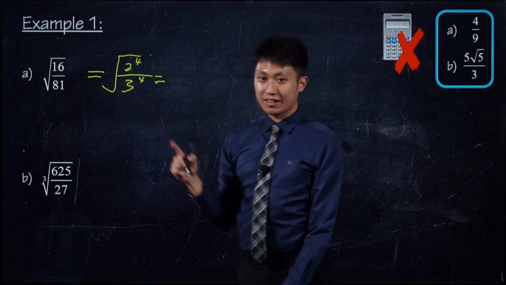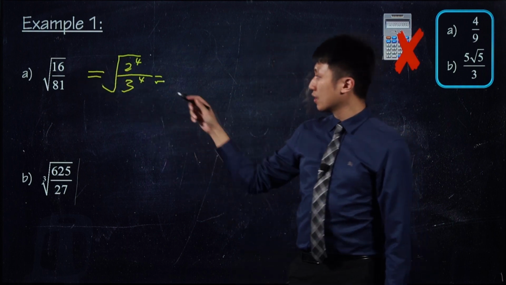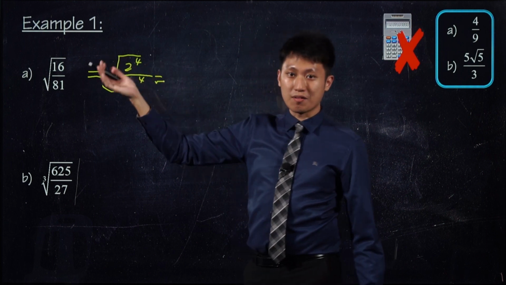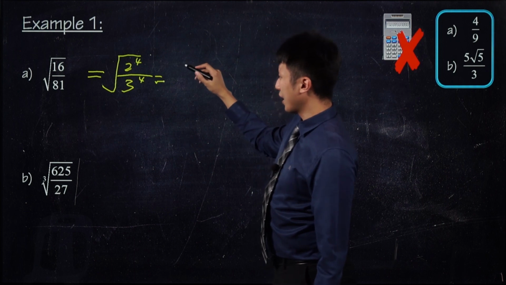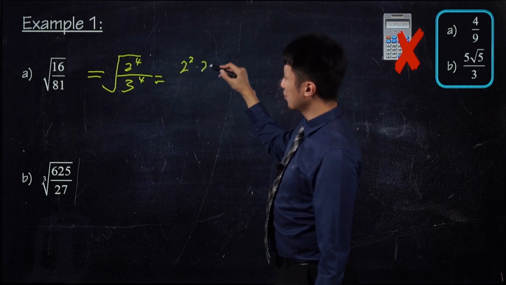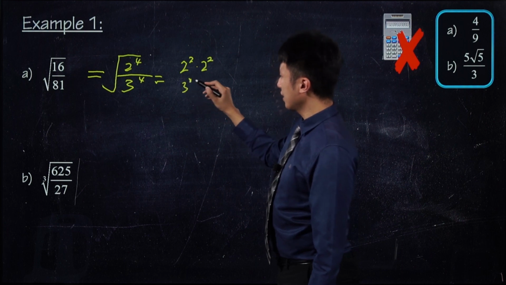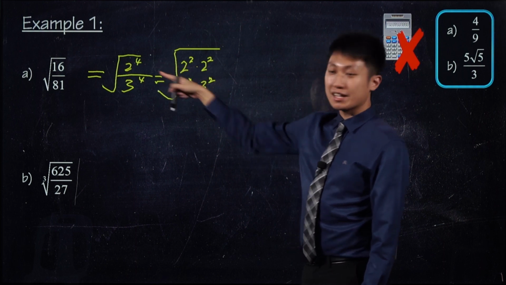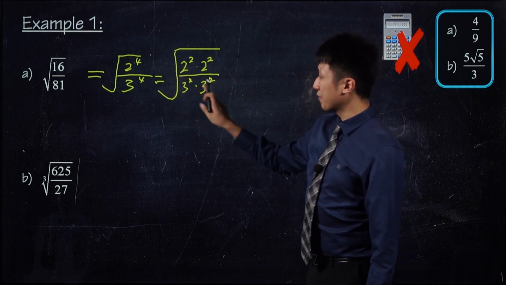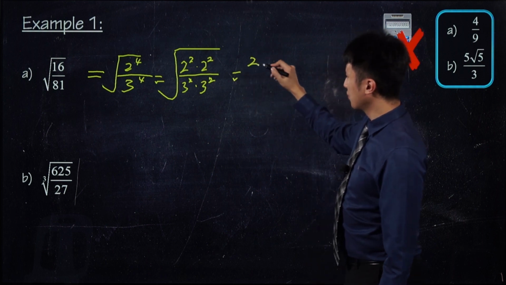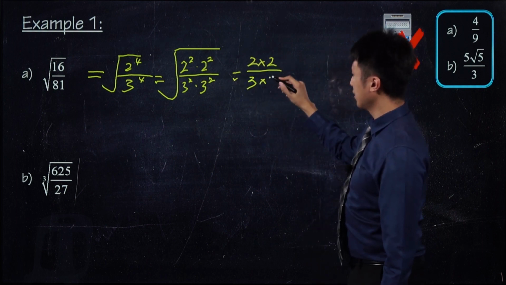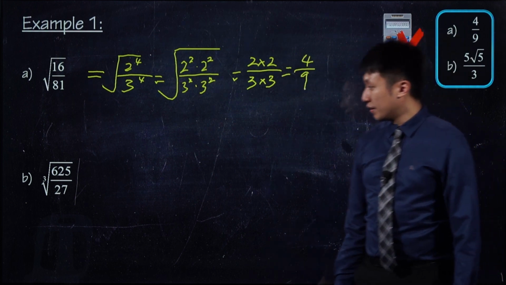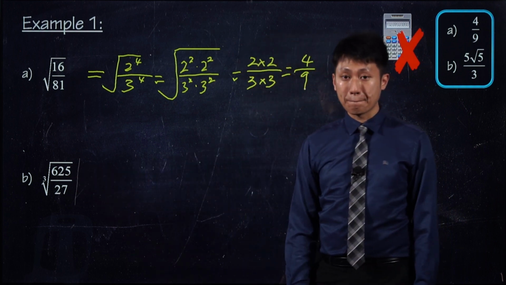So in order to get out of this jail, what do you have to do? If it's a square, then that's enough to go out of the jail. So here, you can have 2 square times 2 square, then this one is 3 square times 3 square. Then you take the square root. Then this one, 2 comes out once, 2 comes out once. And this one, 3 comes out once, 3 comes out once. So it gives you 2 times 2 divided by 3 times 3, which is 4 over 9. Got it? Next, 625 is equal to what?